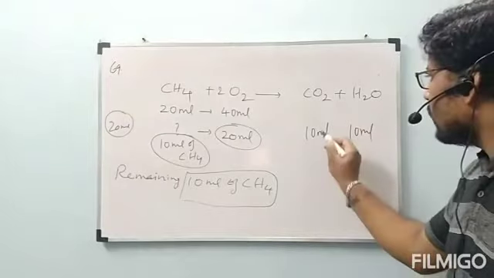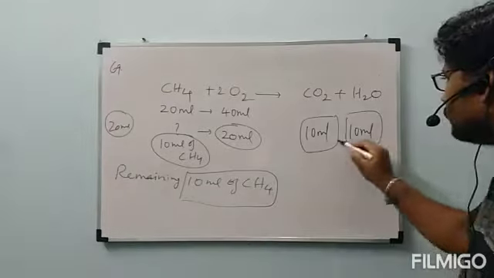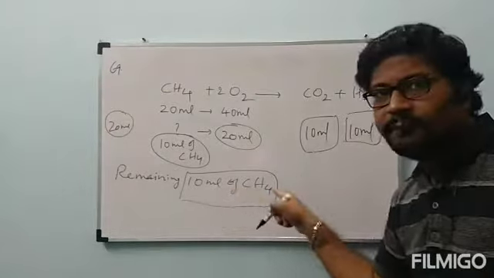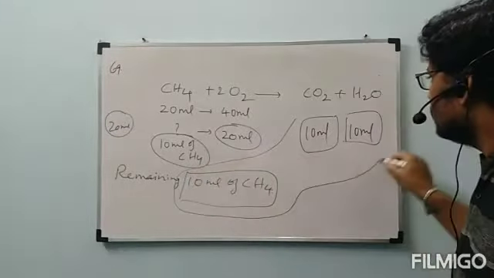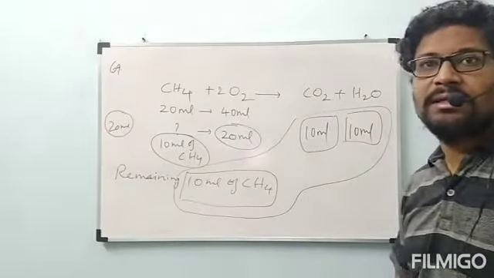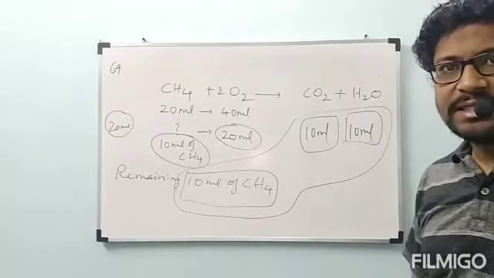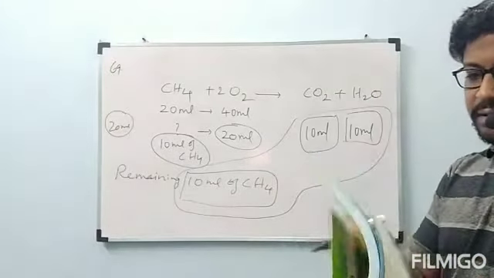Now, what is the total mixture? 10 ml of CO2, 10 ml of H2O and 10 ml of unreacted CH4. These three will be present as a mixture and it is getting cooled to room temperature. That is the meaning. So the answer is 30 ml total mixture. They asked in the 69th one.